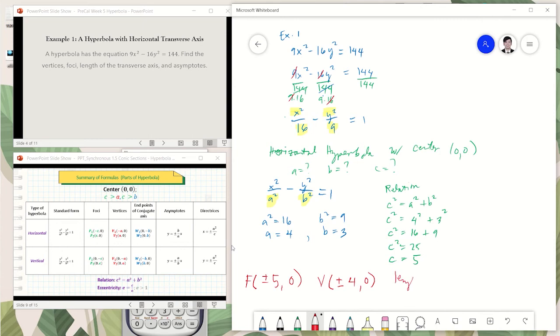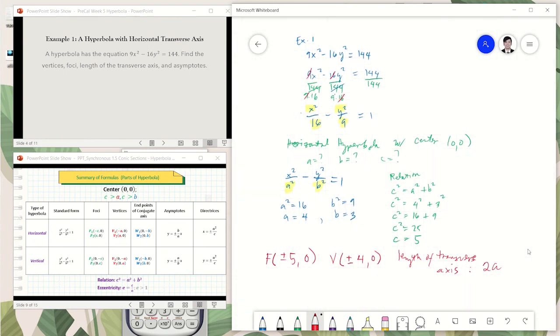Then now, the length of transverse axis. So if you remember from our lesson, it's just the length from one vertex to another. So therefore, that's just 2a. So 2 times a, which is 4, is 8. So the length of transverse axis is 8.